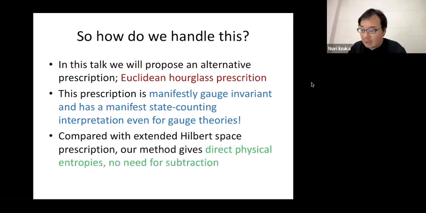So in this talk, we will propose an alternative prescription, which is a Euclidean hourglass prescription. The good point compared with the extended Hilbert space prescription is that this prescription is manifestly gauge invariant and has a manifest state counting interpretation, even for the gauge theory. That's what I want to propose.